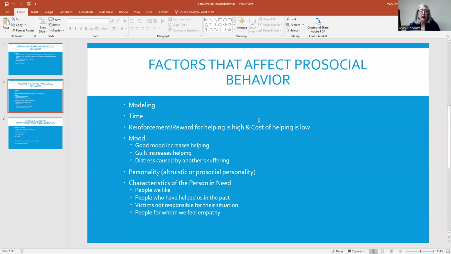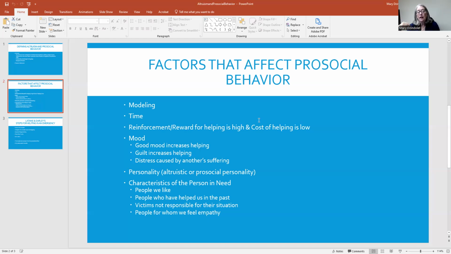And way in the future, it's the second to last week before the final exam, we're going to do a whole chapter on liking and loving, and we're going to go through the characteristics of people that we like. So you'll even get to know more of that when we get to that chapter. But people that we like, we're more likely to help.